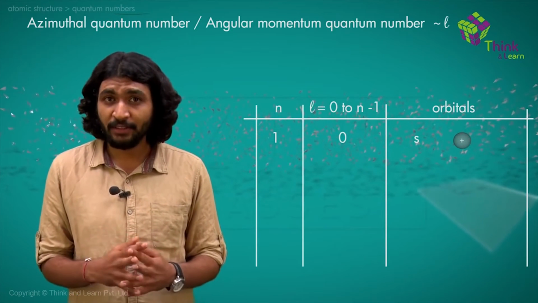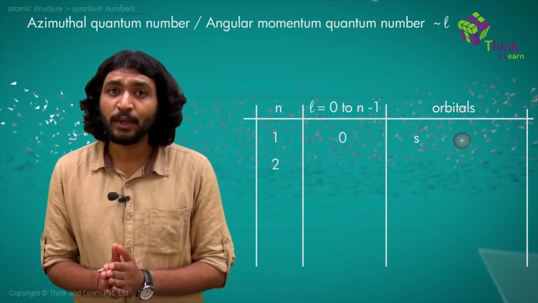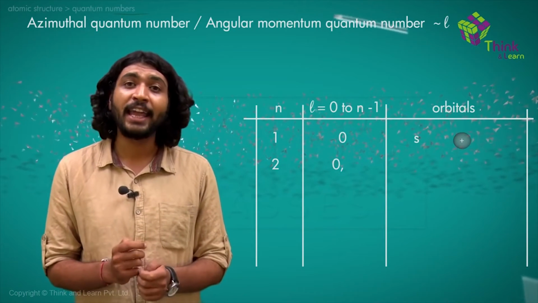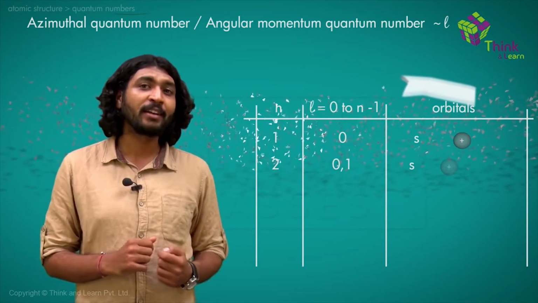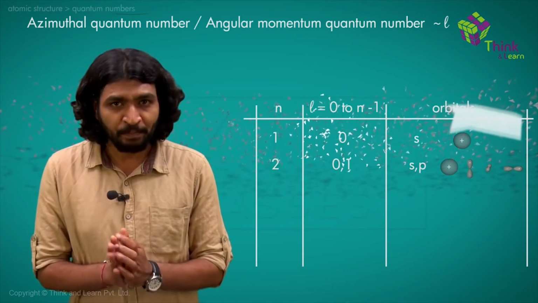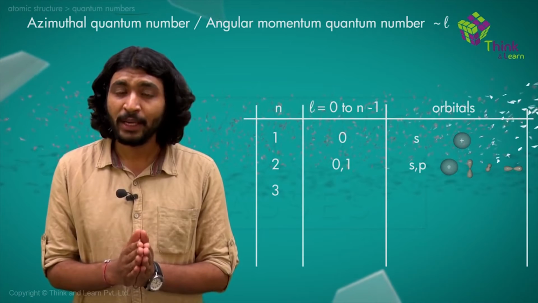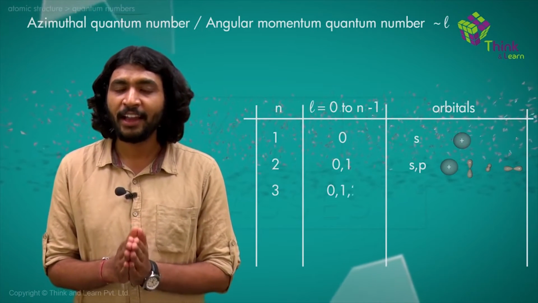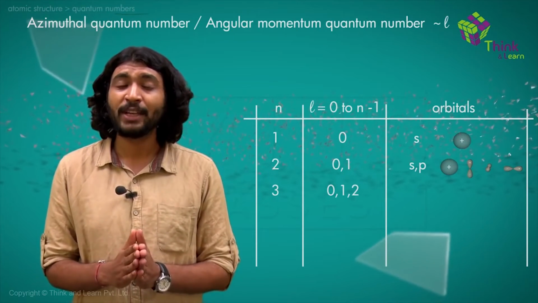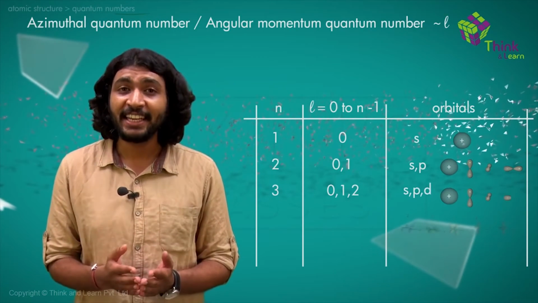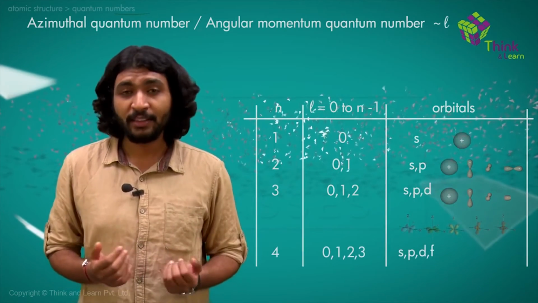Now for the second energy level, n is equal to 2, and we know that L takes values from 0 to n minus 1. So we have L equal to 0 and 1. So in the second energy level, we have both the s orbital and the p orbital. Similarly, for n equal to 3, energy level 3, what do we have? L is equal to 0, 1 and 2, which means that in the third energy level, we have 3 different kinds of orbitals: s, p and d. And you can just extrapolate and go ahead for the other orbitals as well.